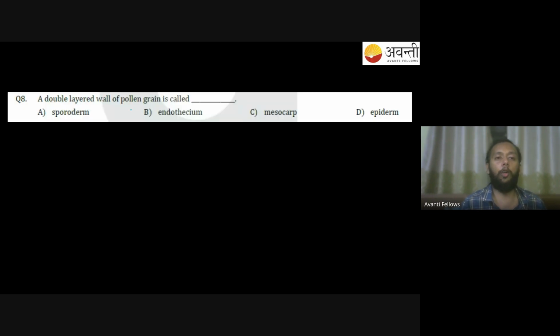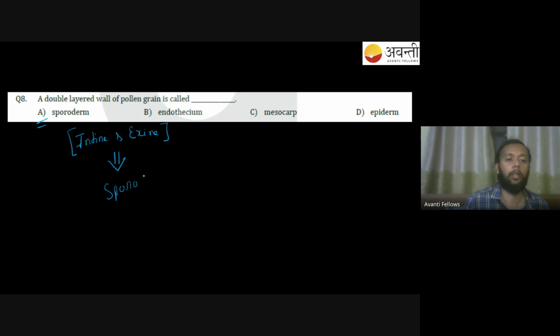A double layer wall of pollen grain is called my sporoderm. You know that your pollen grain will have two walls. No? You have your intine and exine, right? So intine and exine, these two walls collectively have a single term. This inner and outer wall will have a single term, and that single term is going to be my sporoderm. So this double layer wall of your pollen grain is called my sporoderm. So that should be clear to all of you, right? So this is what we have done.